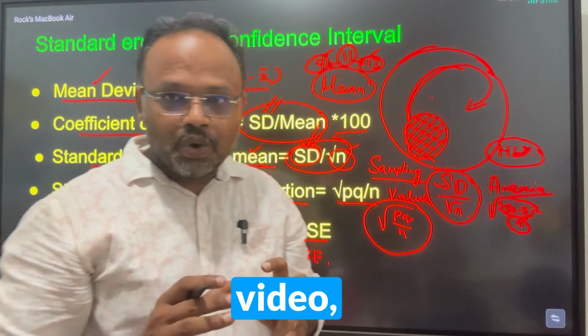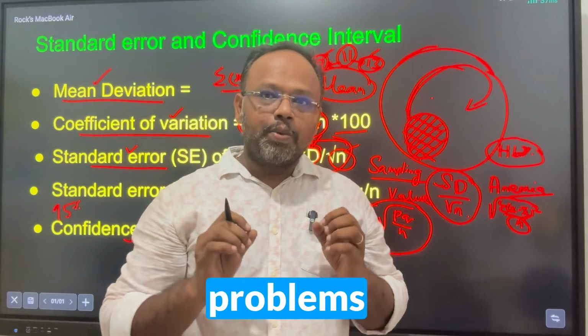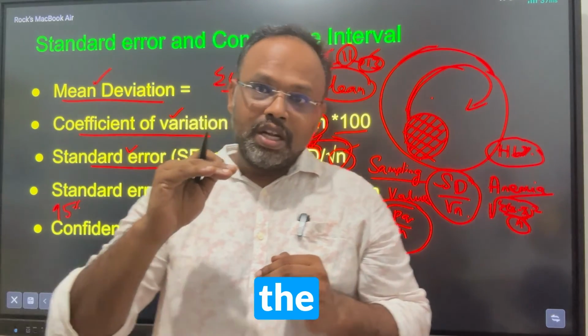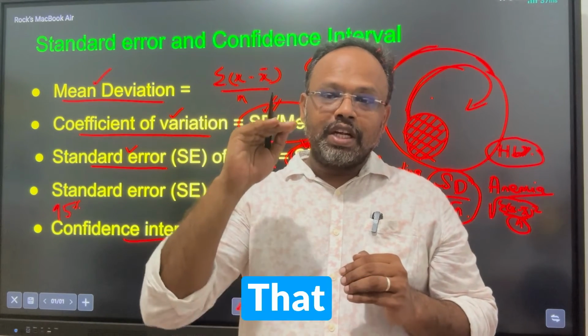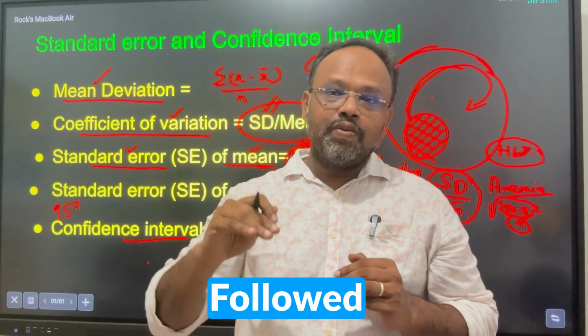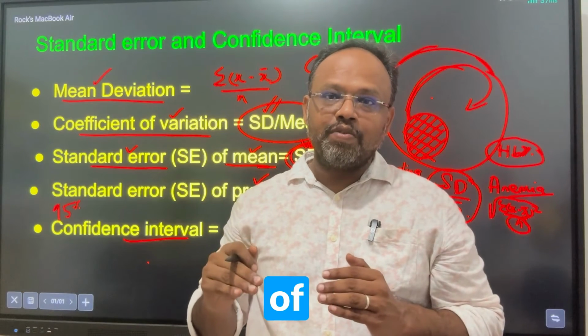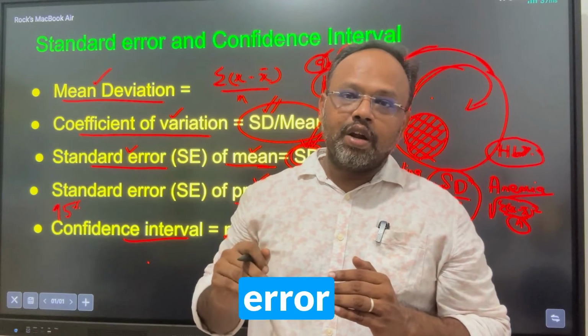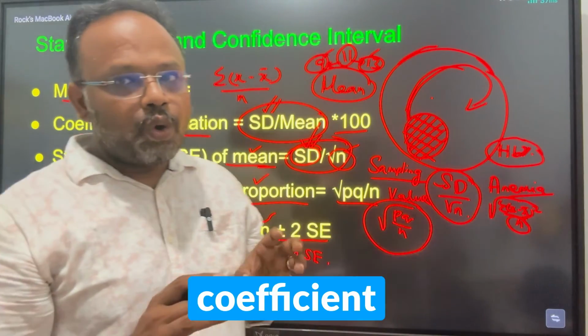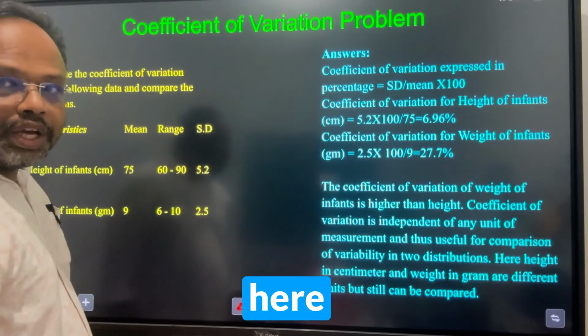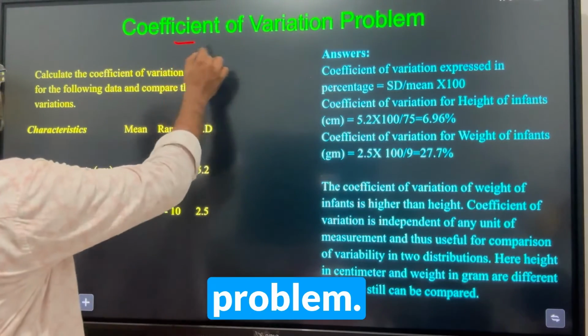So in this video we are going to see the problems of the measures of dispersion, that is the last measure of dispersion, the coefficient of variation, followed by the standard error of mean and standard error of proportion in two different problems. First we move on to the coefficient of variation. So here is the coefficient of variation problem.